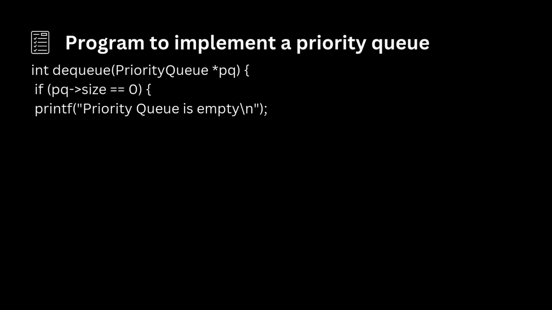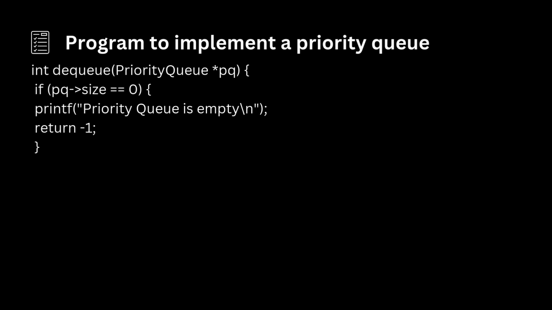After NQ, now let's write code for DQ. Here priority queue PQ is a pointer to the priority queue from which the element is to be removed. It starts by checking if the priority queue is empty. If PQ size, the current number of elements in the queue, is equal to 0, it prints a message indicating that the priority queue is empty, and then it returns -1, indicating an error or lack of value.